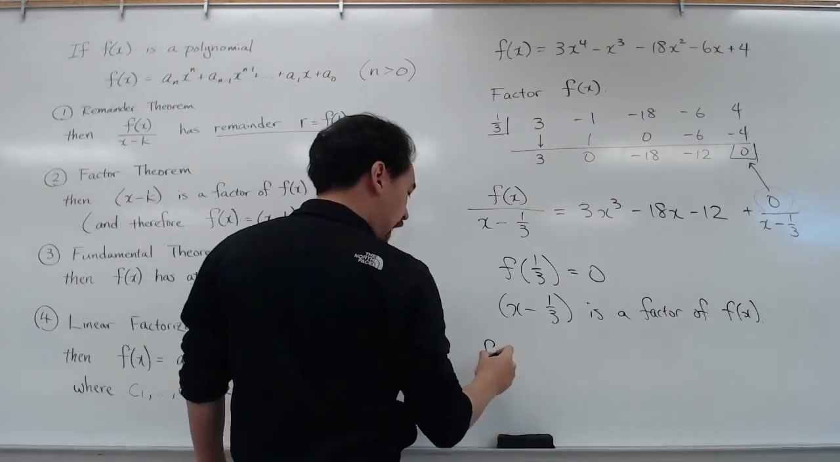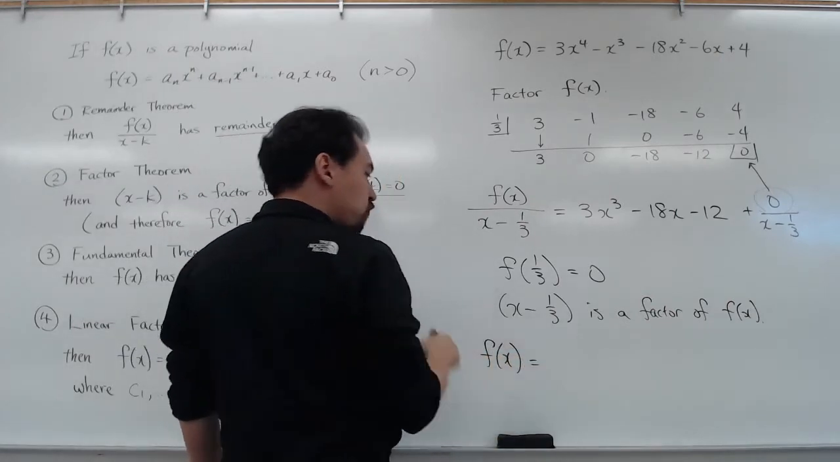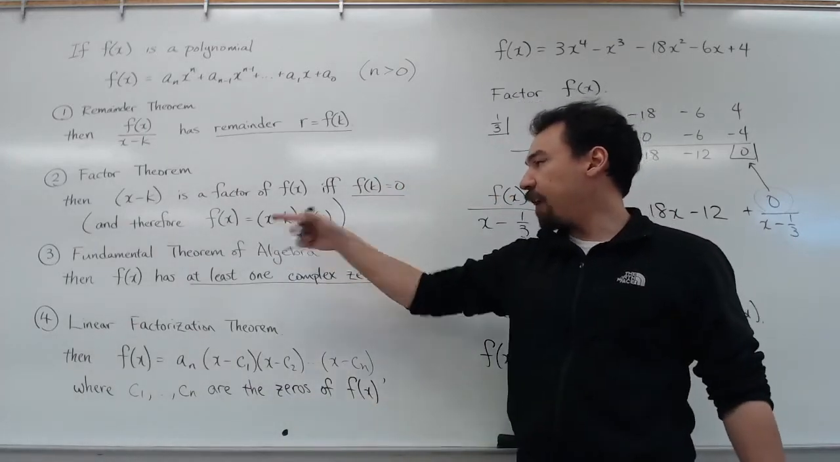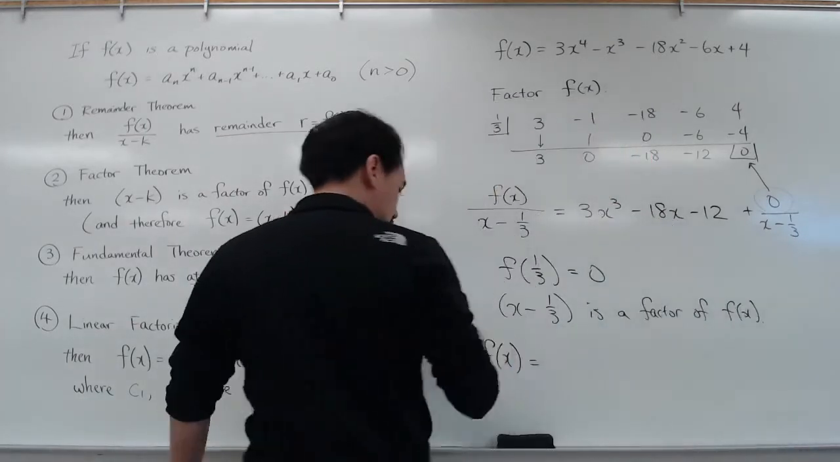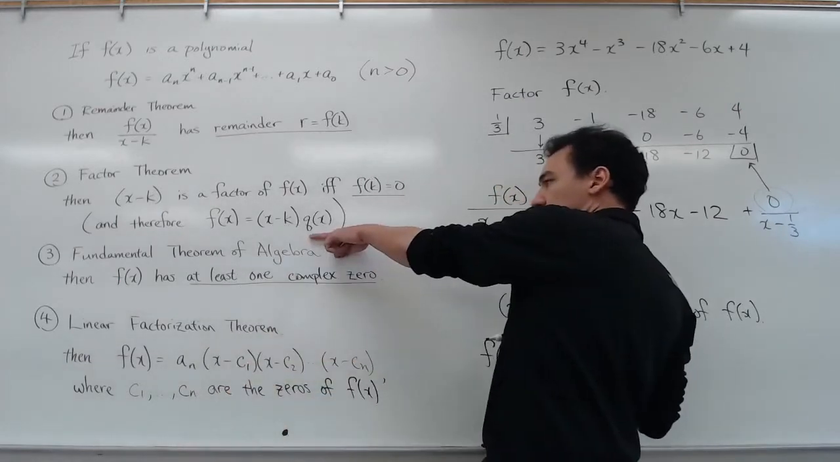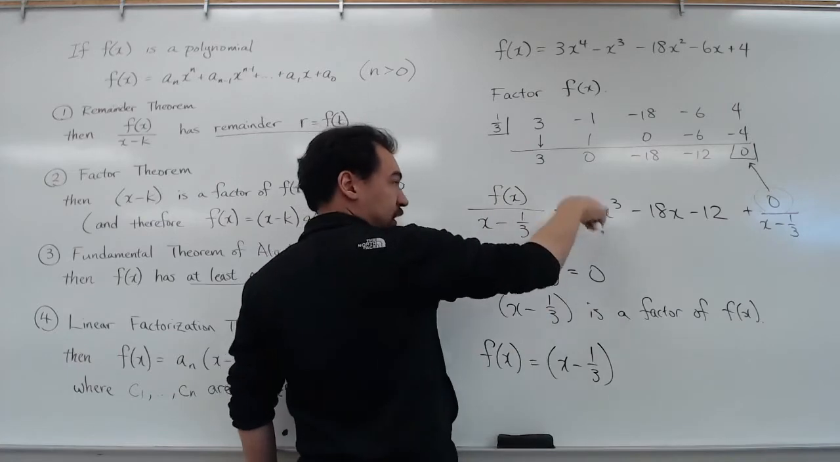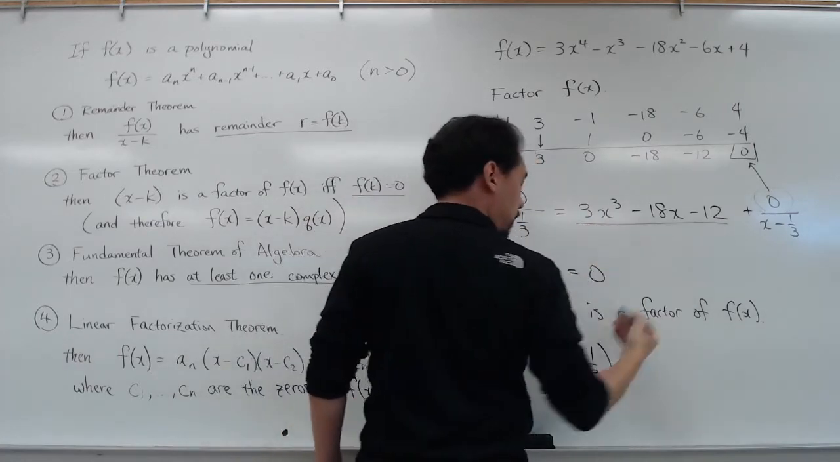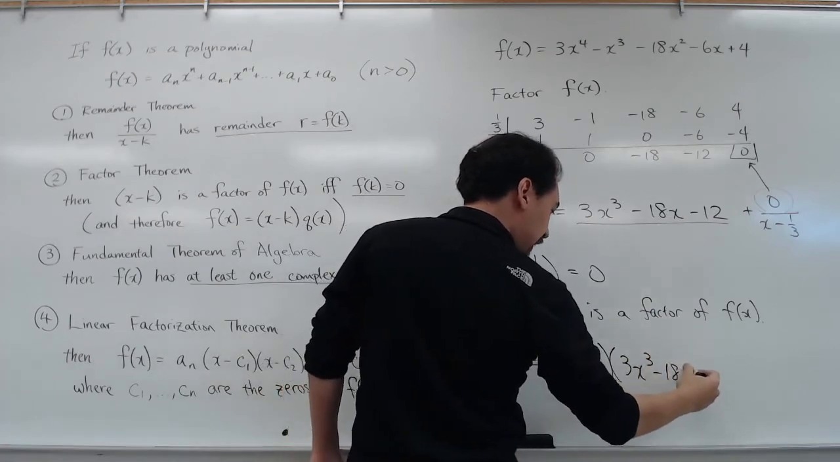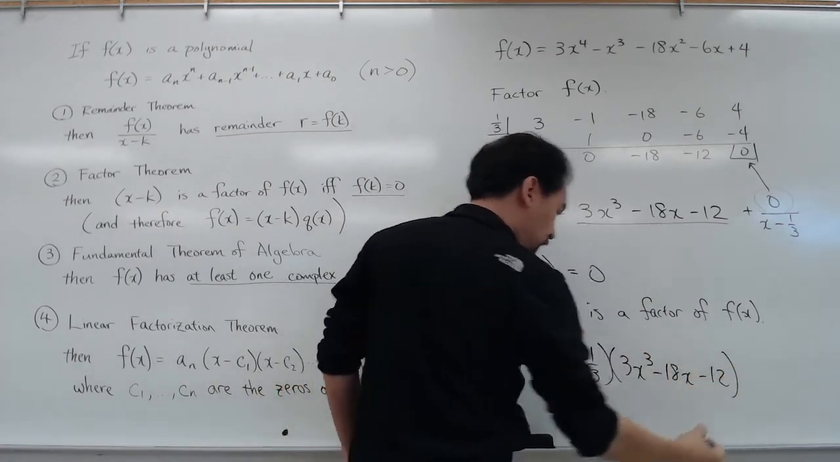Now you can take f of x and rewrite it according to this logic as the factor we just found, so x minus 1/3, multiplied by the quotient we found, which synthetic division found for us. That is this part right here. So we would write this as 3x cubed minus 18x minus 12.